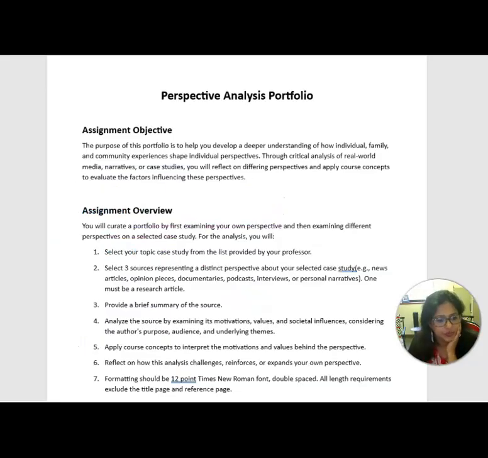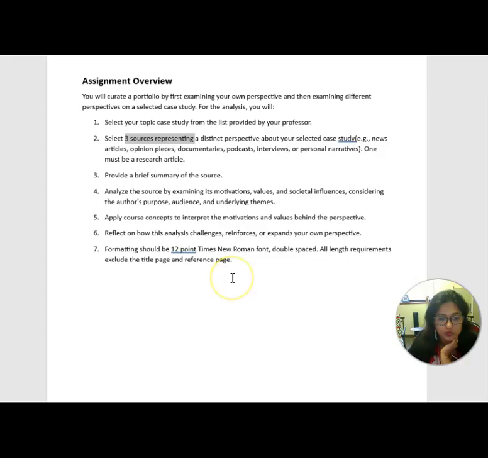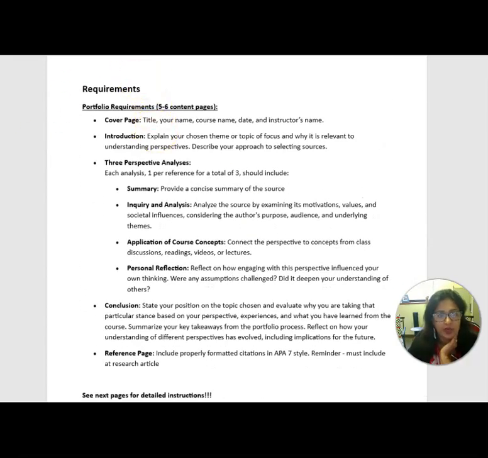I changed the screen to make it bigger, and here is the downloaded paper. As you can see, this is a portfolio. The purpose or objective is that you're looking at an issue and analyzing it through real world media, narratives, case studies, articles, and all of those things. This gives you the assignment overview, which you have already done. You have already chosen a topic case study and selected 3 sources.